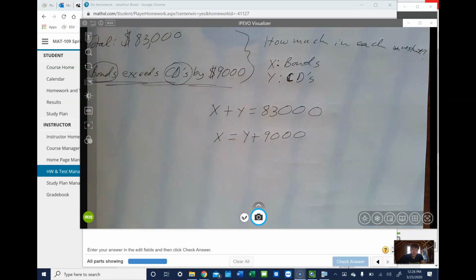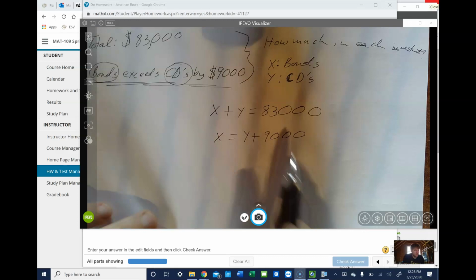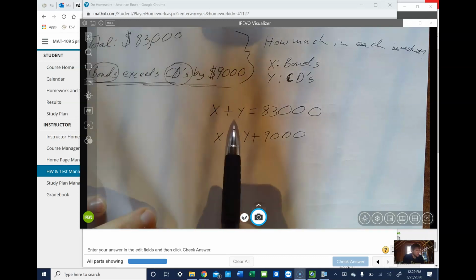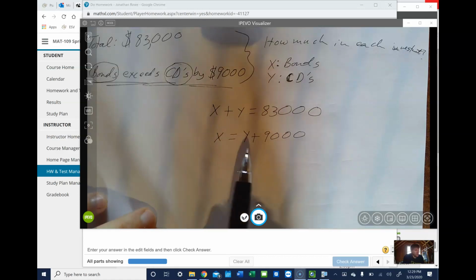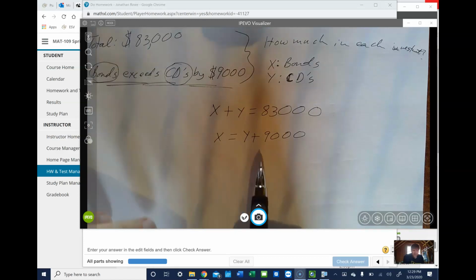All right, let me pause it just for a second. Okay, from this point, you have to solve now this system of equations. And the reason I had to make two equations is because I have two variables. If you have two variables, two unknowns, you can't solve that with just one equation. You have to have two equations to solve for the two unknowns. There are a lot of ways we can go about this: elimination, substitution, or the calculator.